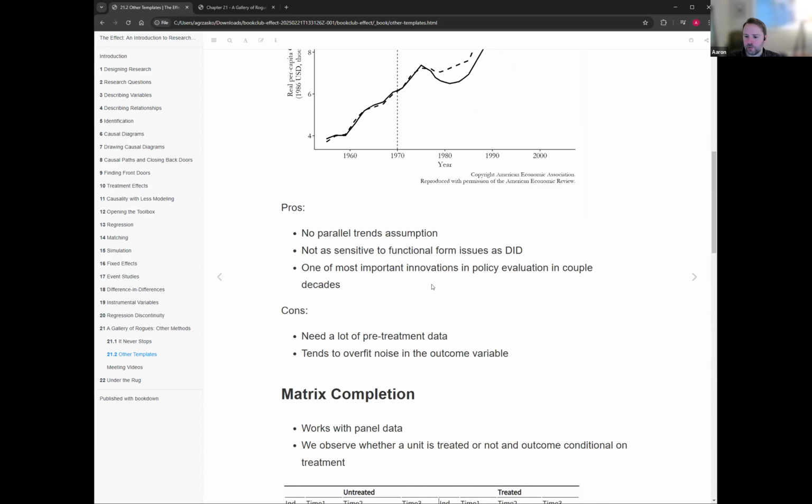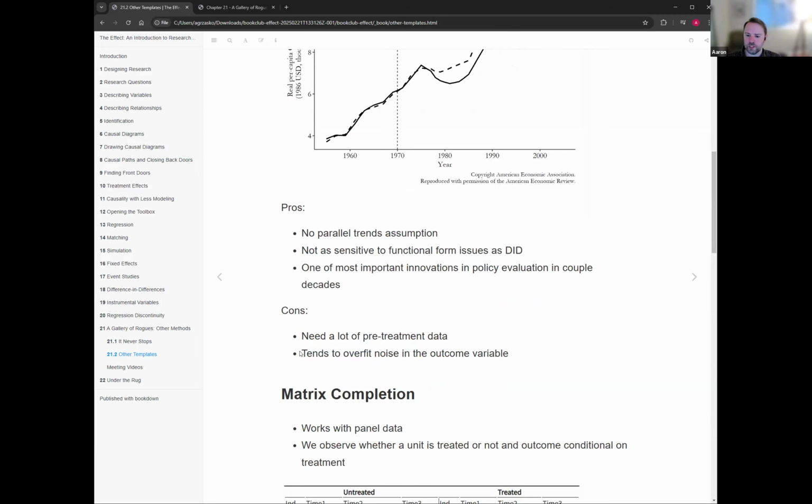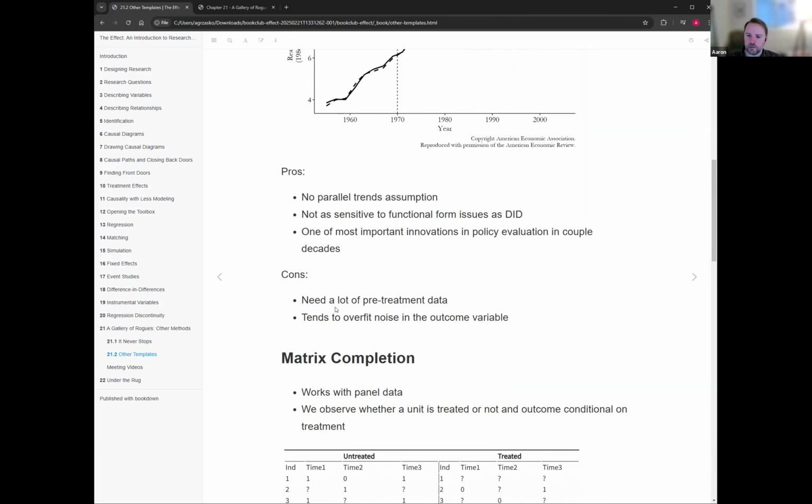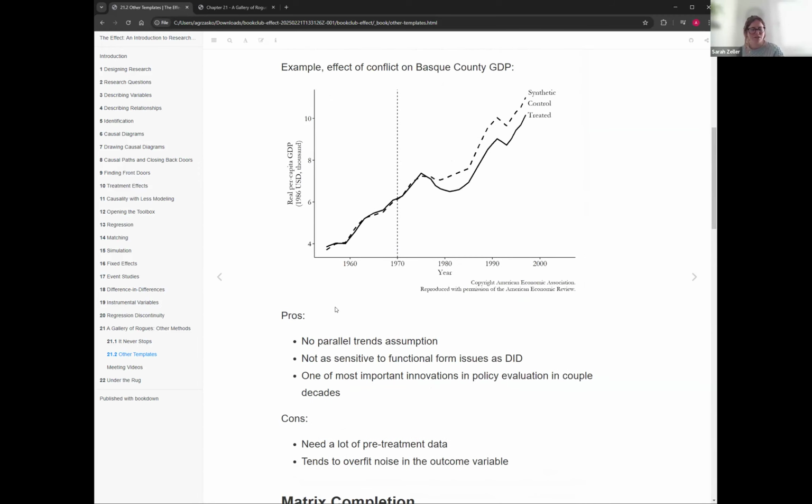Cons is that you do need a lot of pre-treatment data for this to work well, and generally, again, you are fitting to this outcome variable in your pre-treatment period. There's a tendency to overfit. Not a lot of detail on that, but those were the two cons that I saw. There's another con. If you're investigating a country or a city or whatever that's extreme, you can't do it, because you need to make the synthetic control, you're averaging out. So if your country is above everything else, you can't make the average of that because it just doesn't add up.